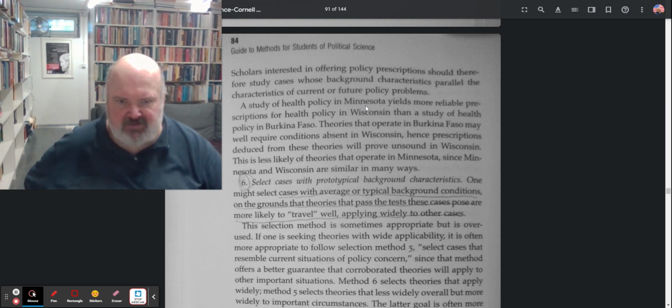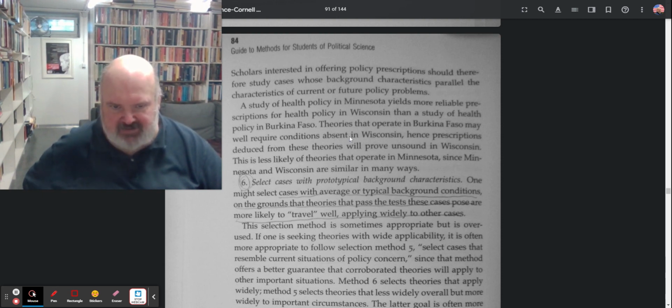A study of healthcare policy in Minnesota yields more reliable prescriptions for healthcare policy in Wisconsin than studies of healthcare policy of Burkina Faso. In other words, these conditions are different; this is more similar to that than this is to that. Theories that operate in Burkina Faso may require conditions absent in Wisconsin. Hence, prescriptions deduced from these theories will prove unsound in Wisconsin. This is less likely of theories that operate in Minnesota, since Minnesota and Wisconsin are similar in many ways.